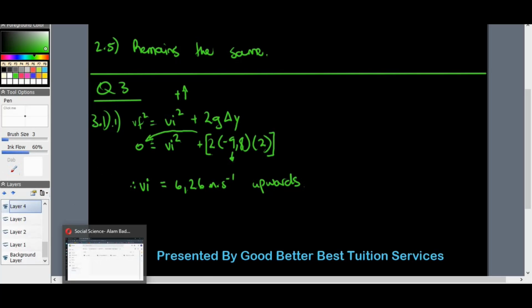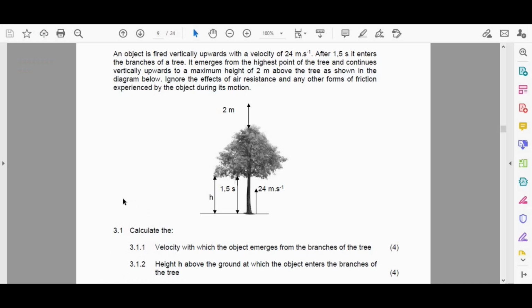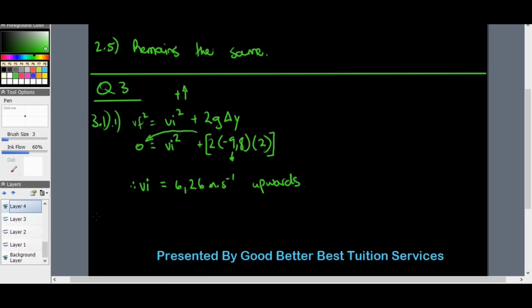Okay, let's have a look at the next question. 3.1.2, calculate now the height h above ground at which the object enters the branches of the tree. Okay, so basically almost the height of the tree trunk. Okay, so we can solve this quite straightforwardly.